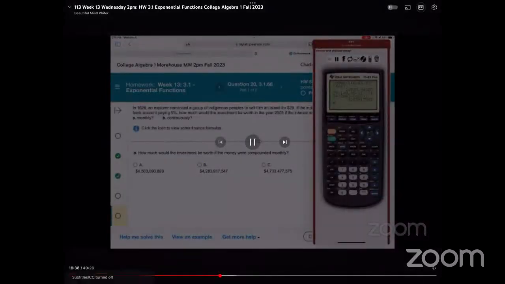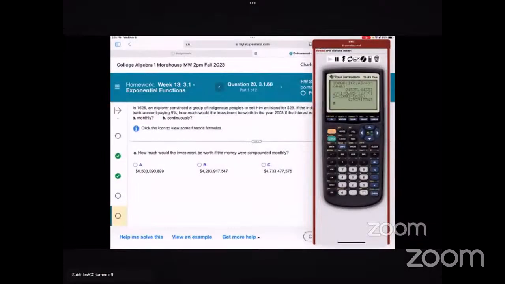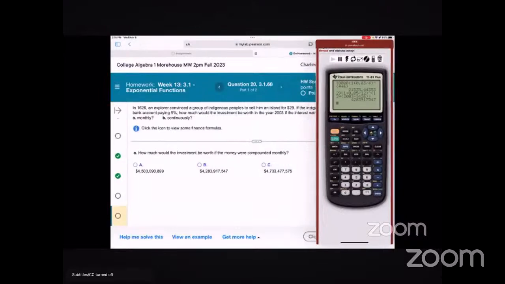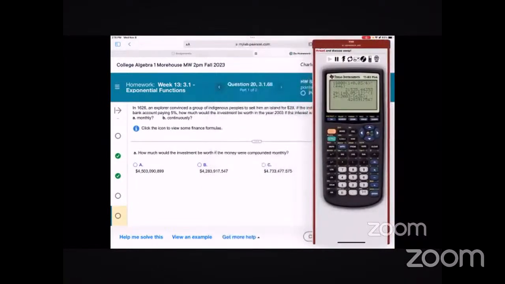Okay. 4283 looks like it's B. Let's go with B. All I did was plug this into the compound interest formula with the given conditions.